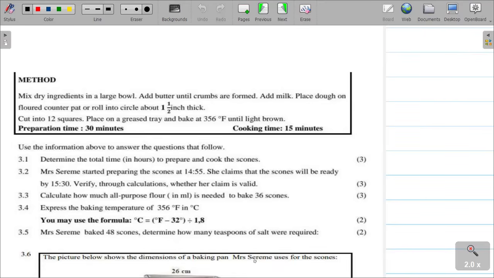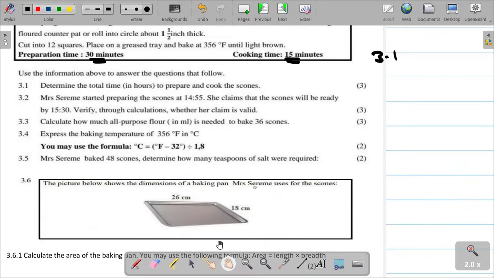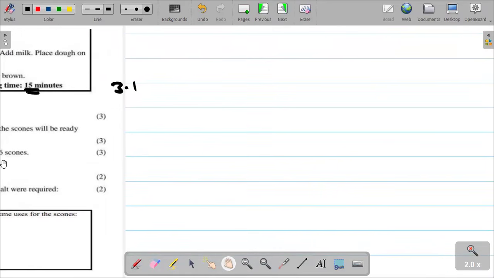So now preparation time is 30, cooking time is 15, and then we use the information above and answer the questions. Question 3.1 says: determine the total time in hours to prepare and to cook the scones. How do we get our total time? Total time is equal to preparation time plus cooking time.